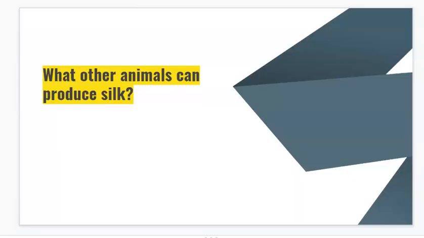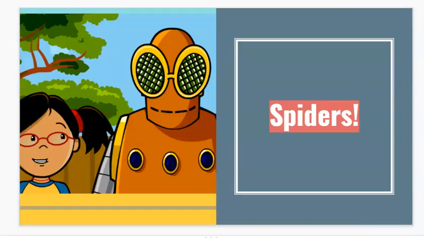Let's think. Now that we have some background knowledge, what other animals can produce silk? Well, if you said spiders, you're right. Let's go ahead and watch this Brain Pop video about spiders and how they use their silk.